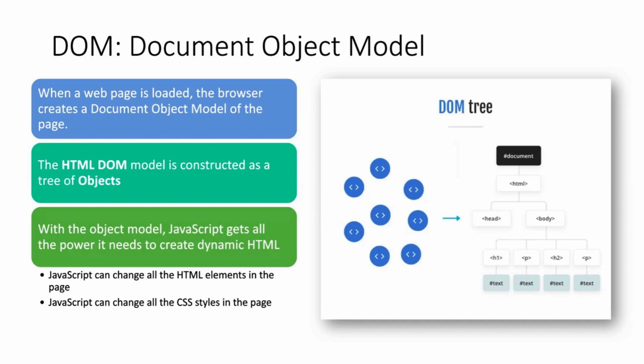With this DOM model, JavaScript gets more powerful. It can make the page dynamic now. It can change all the HTML elements inside the page and can even change the HTML attributes on the page. The HTML DOM is a standard for how to get, change, add, or delete HTML elements. Let's see how we can do that.